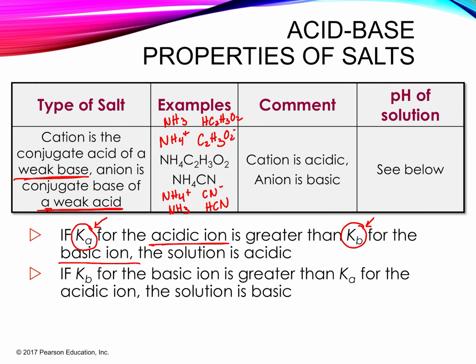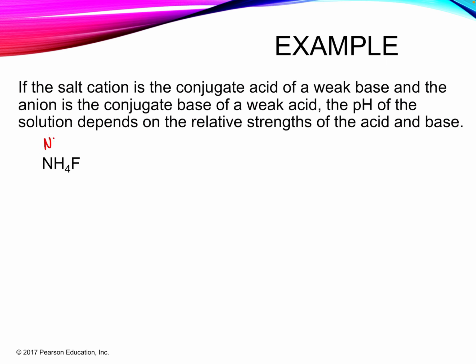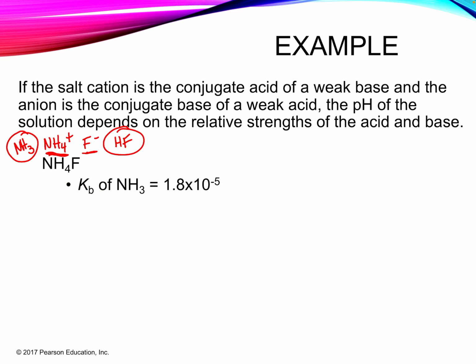So let's look at what this looks like. If we have ammonium fluoride, that is going to break into NH4+ and F−. The ammonium came from ammonia, and the fluoride came from hydrofluoric acid. This is a weak base. This is a weak acid, which means that this will act as a weak acid and this will act as a weak base, so both will affect the pH. So we need to figure out the Ka and Kb values to compare them.